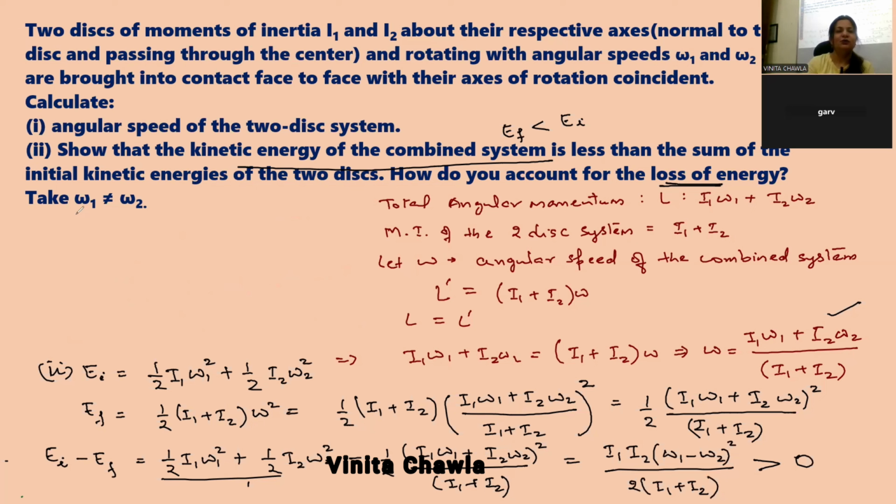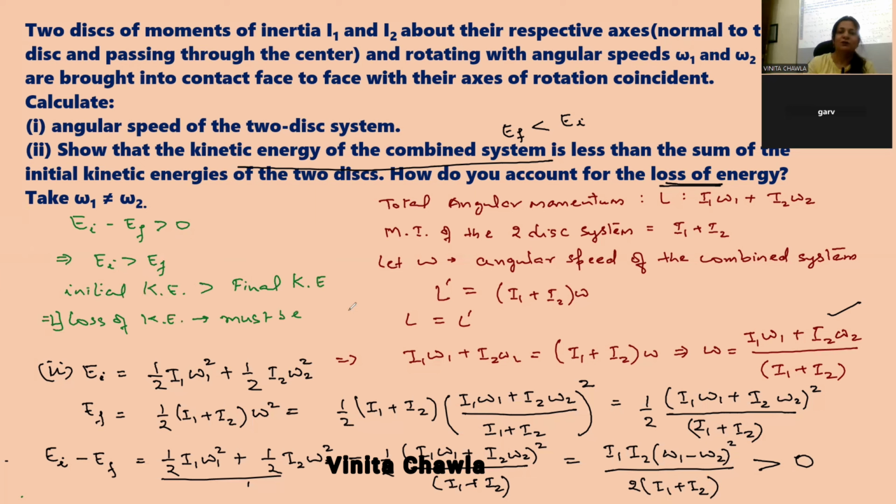If this is greater than 0, it implies that EI minus EF is greater than 0, or EI is greater than EF. इससे क्या मतलब है कि initial kinetic energy of the system is greater than final kinetic energy, which indicates that there is loss of kinetic energy. ये loss क्यों हुआ? It must be due to friction between the discs, the discs we have placed in contact, frictional force की वजह से हो सकता है. Must be due to friction in the contact of the two discs.